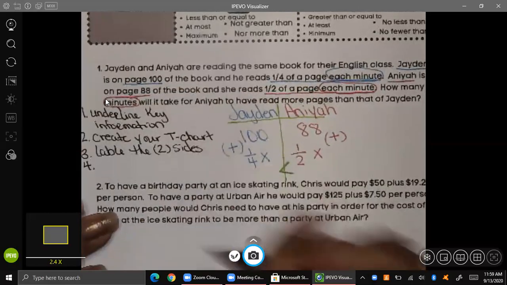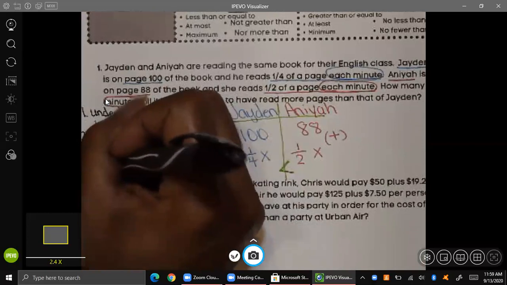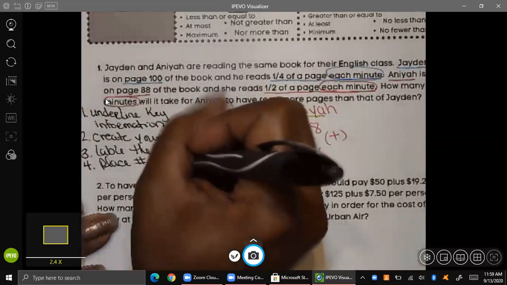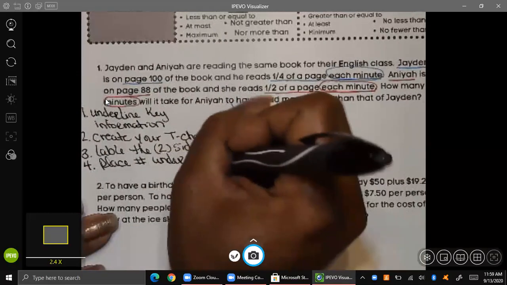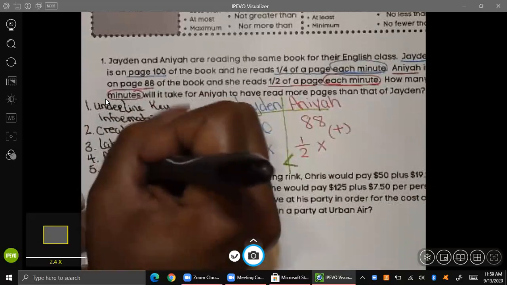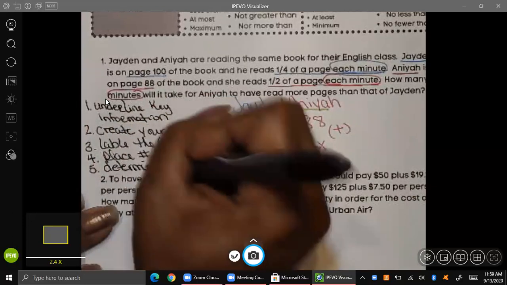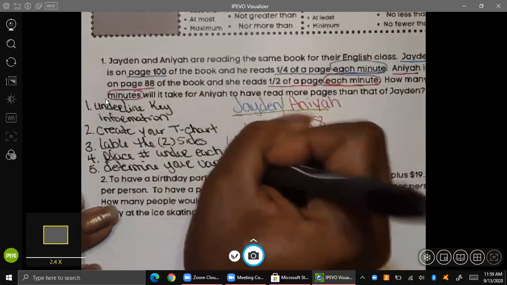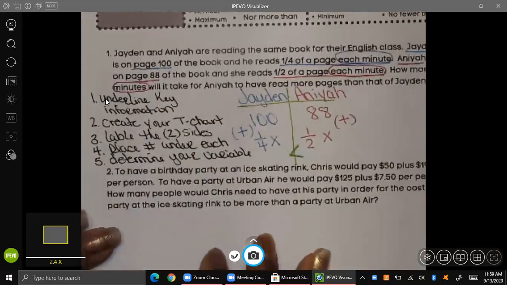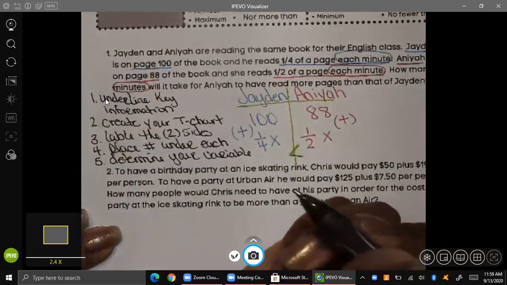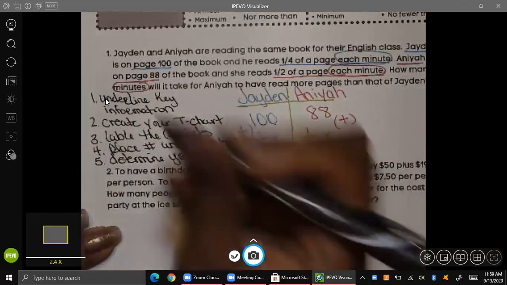Step 4 is to place numbers under each. Step 5 is to determine your variable. And then step 6 is going to be determine your inequality.